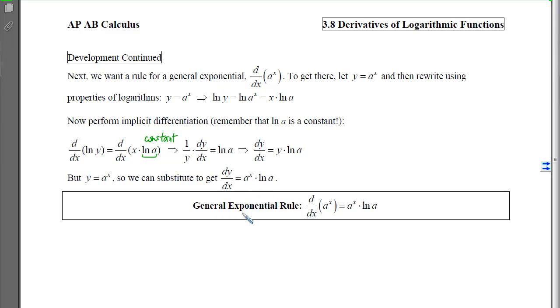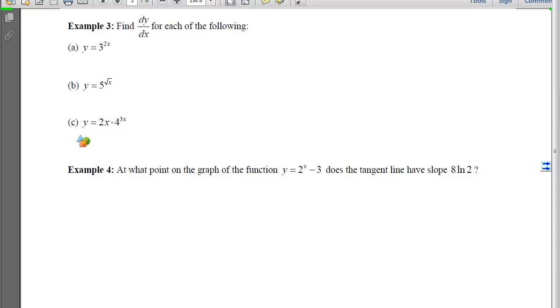So now I have a general exponential rule that looks an awful lot like the e to the x rule. What's different is we repeat like we did before, only now we're going to multiply at the back by the log natural of that base. If we use that particular rule now with example 3, we can see that the derivative with respect to x of 3 to the 2x, I have an exponential, so it will stay the same. And then, because the base was not an e, I have to multiply by the log natural of that base.